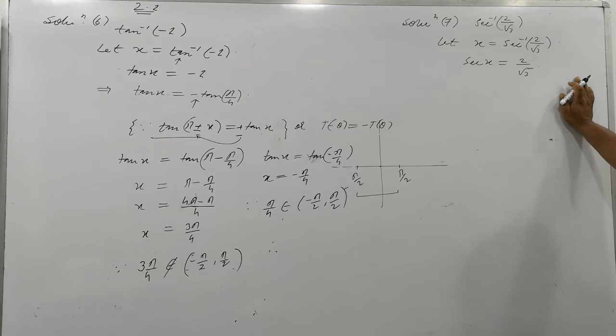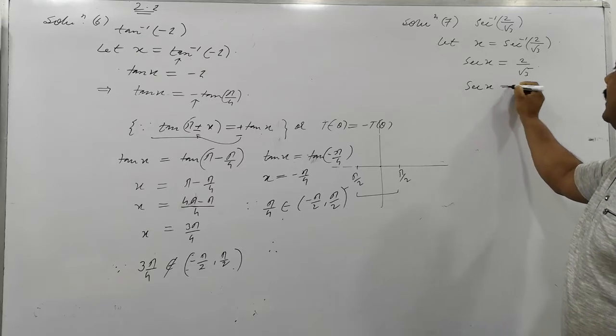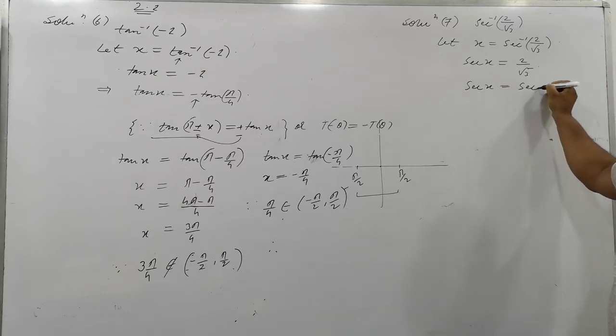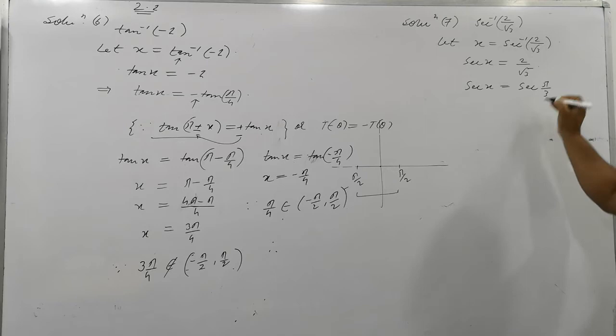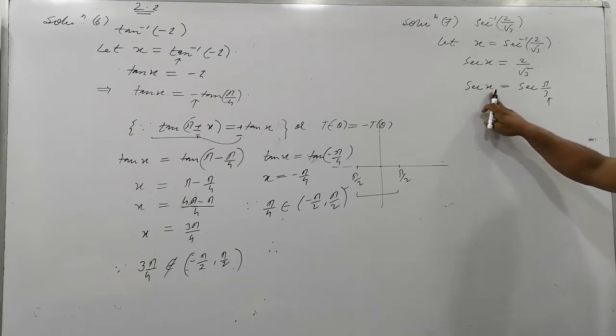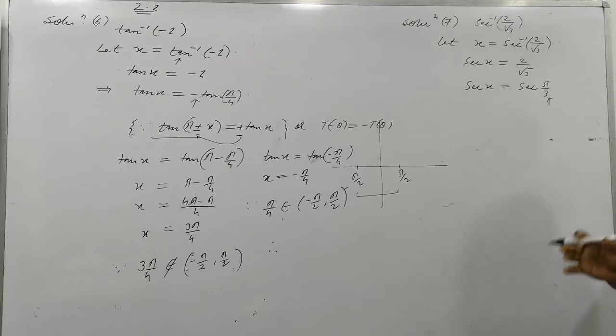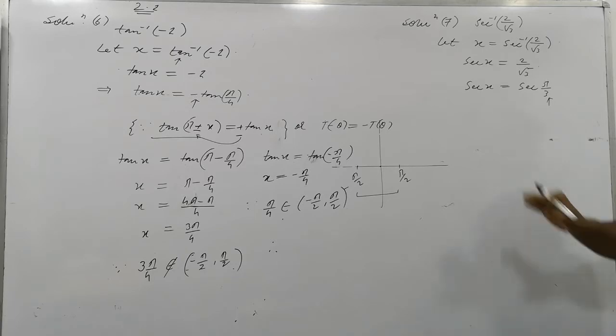Cos root 3 by 2 means 30, so it's pi by 6. So what will we write here? Sec x, and sec, we will write here pi by 3. Is that clear? But think. If you solve this equation, then the principal solution will come pi by 3. So is it belonging to the principal range of the sec inverse function? What is the principal range of sec inverse function? 0 to pi. Is it belonging to that?